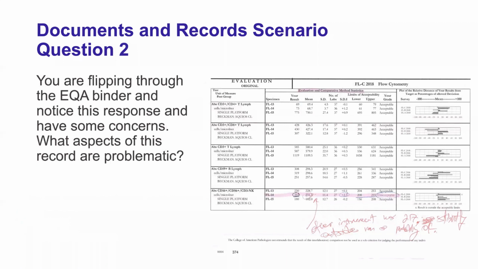After we've done this, you're flipping through your EQA binder and you notice this response, and you have some concerns. So what aspects of this record are problematic? I'll give folks a few seconds to respond in the chat. Tim, whenever you're ready. I'll let you know, it's still cooking, I think it takes a while to come through. What aspects of this record are problematic?